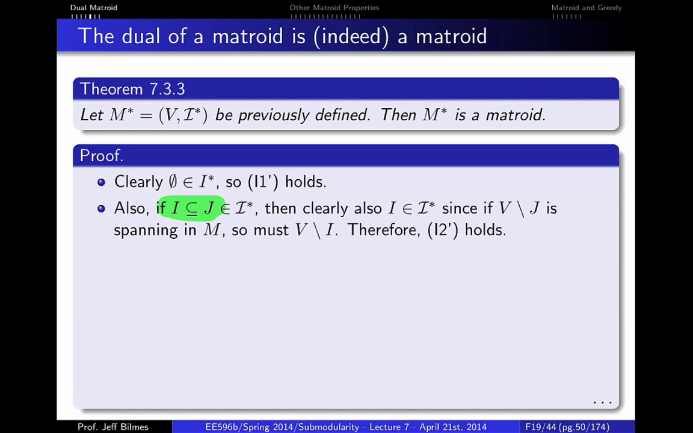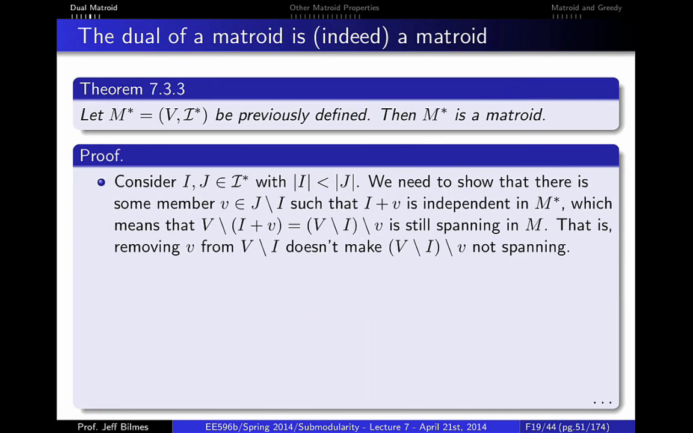J is definitely independent. Therefore, we're going to say that I is independent, because if we remove J and it's spanning in the primal, then if we remove less, it's of course also going to be spanning. If you take a superset of a spanning set, you're still going to be spanning. And so therefore, I is independent as well. The main work has to be the exchange property.